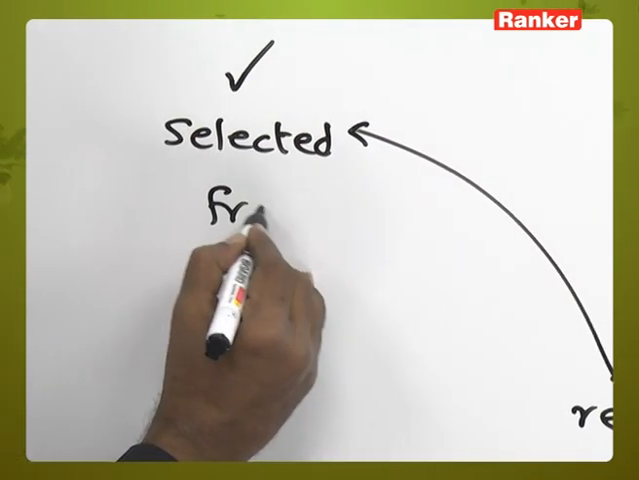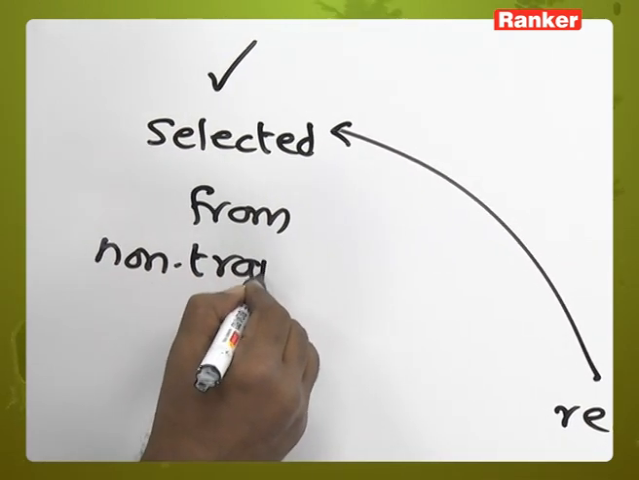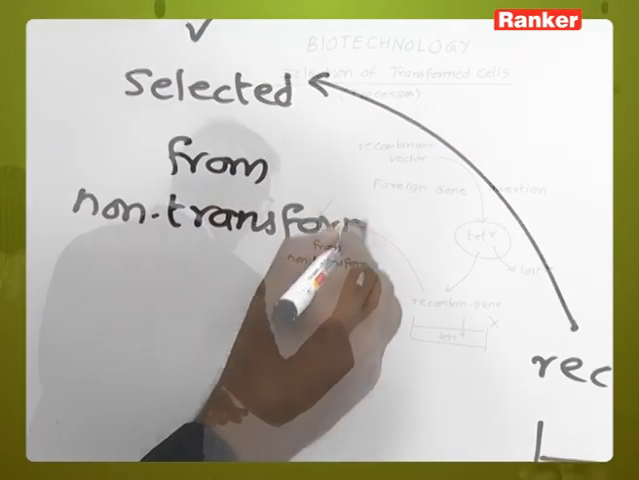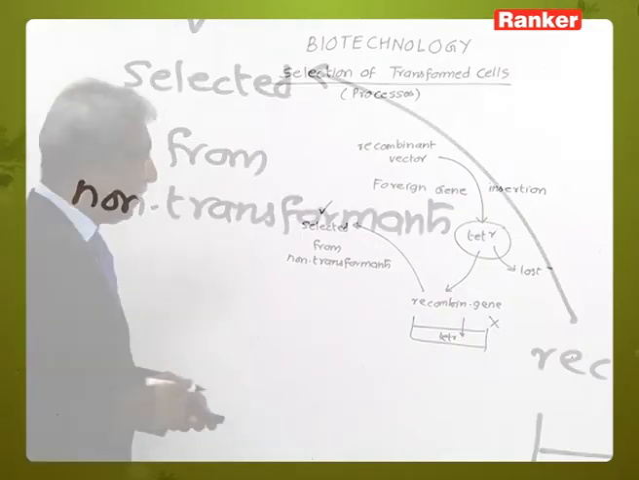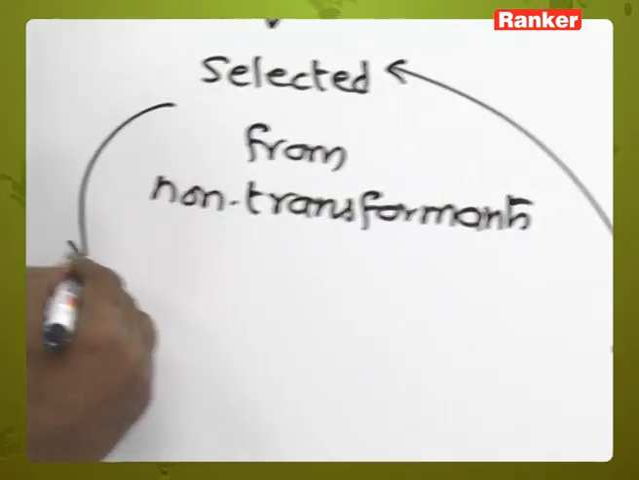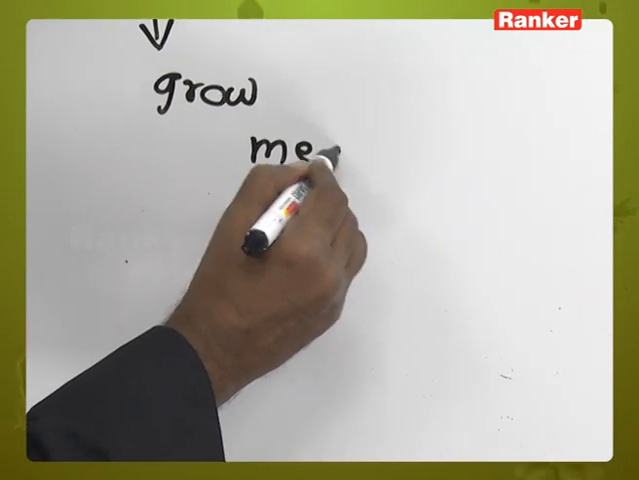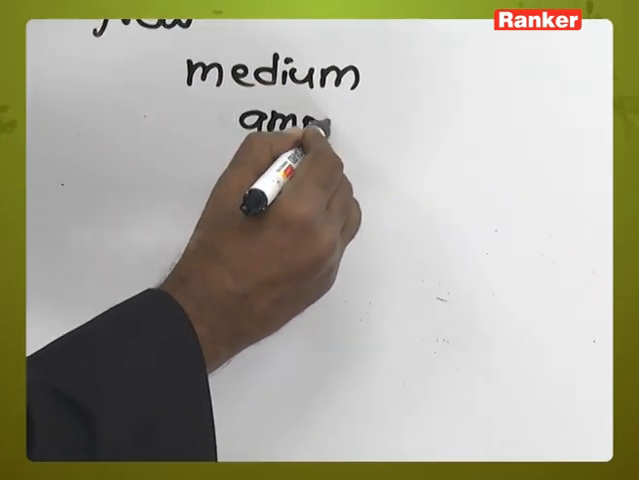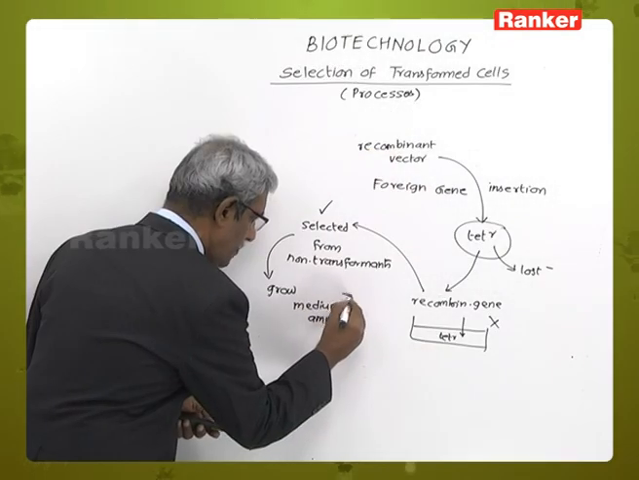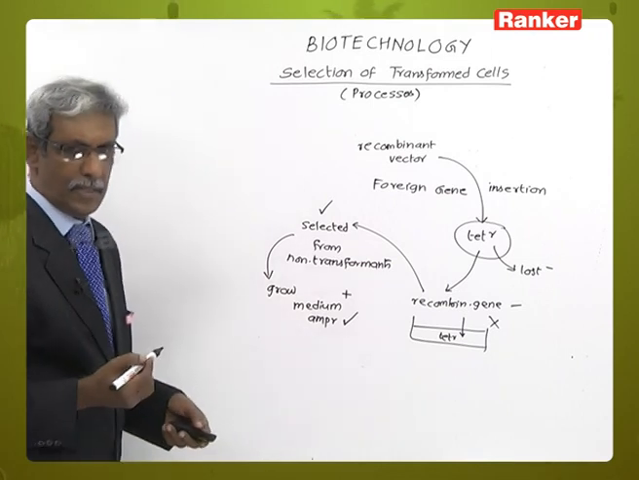It can still be selected from non-transformants, because it can always grow in a medium which has got ampicillin. So, it is positive for ampicillin resistance and it is negative for tetracycline resistance.